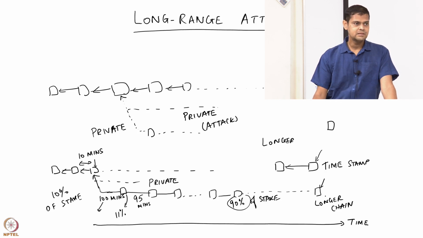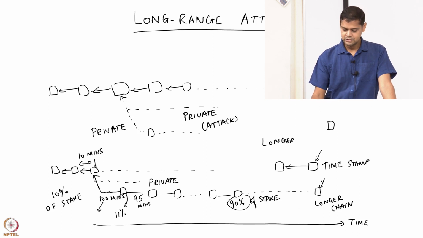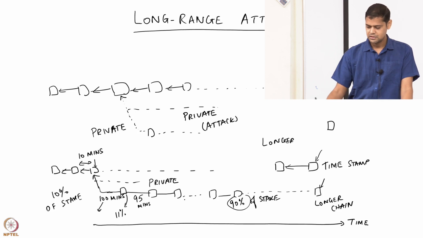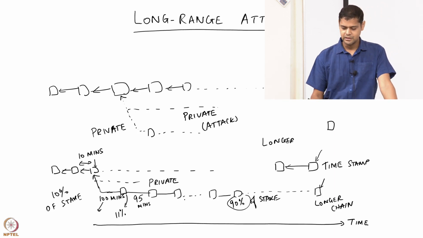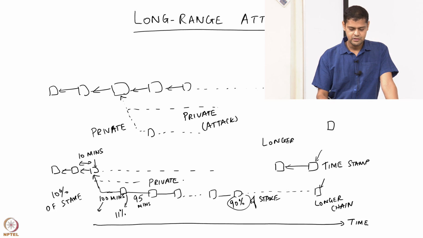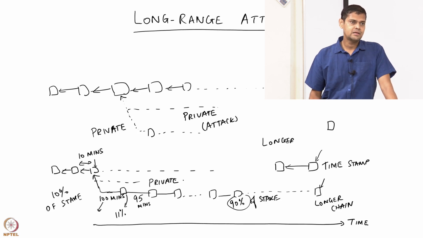Now if he releases this chain, people will be forced to accept it because everything seems to be fine. He's followed all the rules, he solved all the puzzles appropriately, and this chain is longer than the public one. So since it's easy to generate these blocks, you don't need computational effort, this sort of a long range attack is possible.